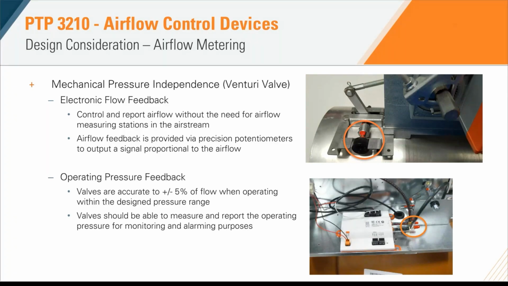The other option available for airflow metering valves is operating pressure feedback. As I mentioned earlier, these valves are going to be accurate to plus or minus 5% of flow when operating within the design pressure range. So what this means is the valves being selected should be able to measure and report the operating pressure for monitoring and alarming purposes.